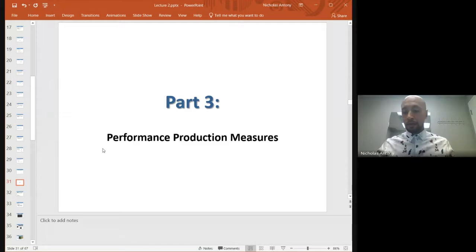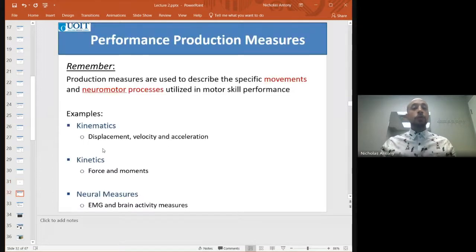So let's look at production measures, sorry. Typically, production measures are going to be divided into 3 different categories. Kinematics, which is evaluating the movements of the actual body. Kinetics are the forces or the moments that are generated in the body itself, or in the environment. So think about hitting a baseball, the force generated in the swing.